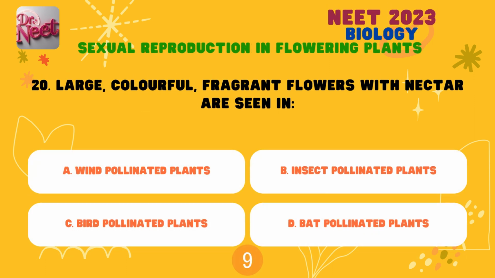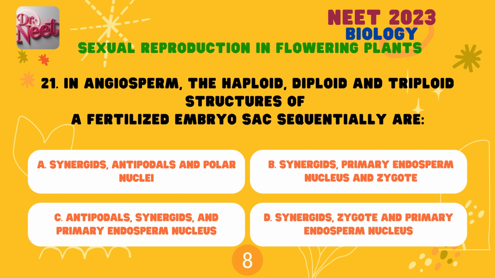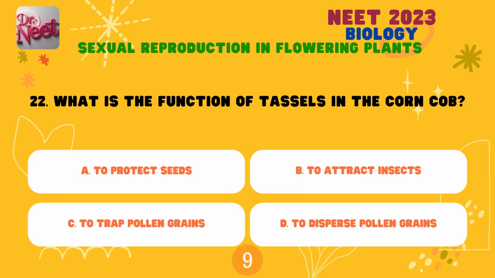Large, colorful, fragrant flowers with nectar are seen in. In angiosperm, the haploid, diploid and triploid structures of a fertilized embryo sac sequentially are. What is the function of tassels in the corn cob?